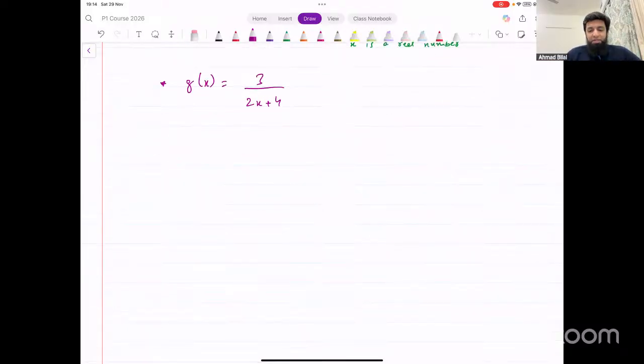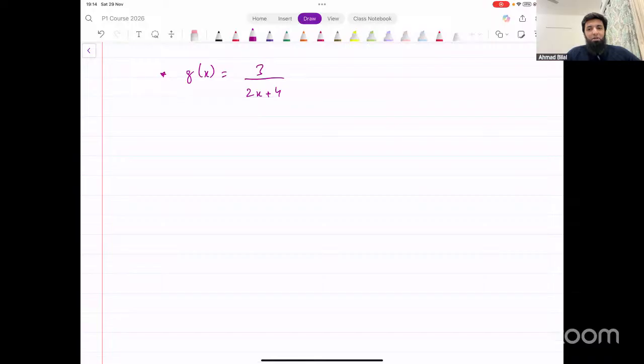Now, do you think there's any inherent limitation on this function? Can I input just any value of x in this function and the function would give me some result? Or is there any restriction? Would there be any restriction on this function? X cannot equal negative 2? Okay.